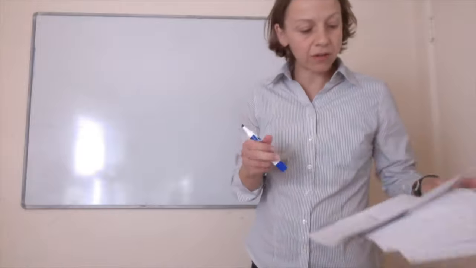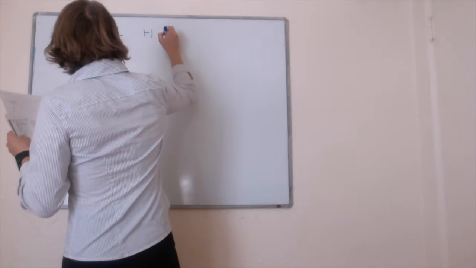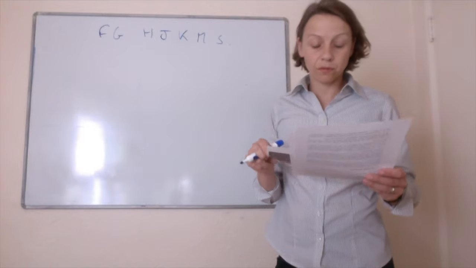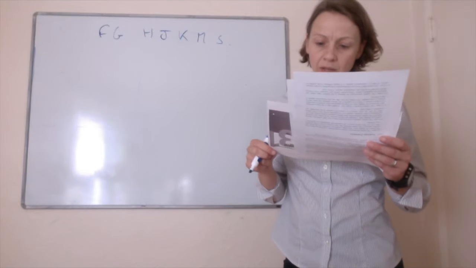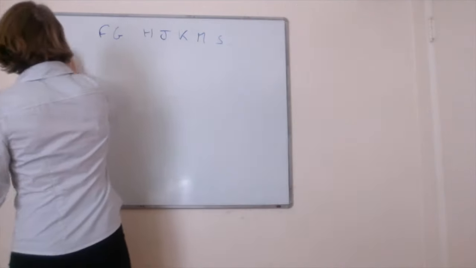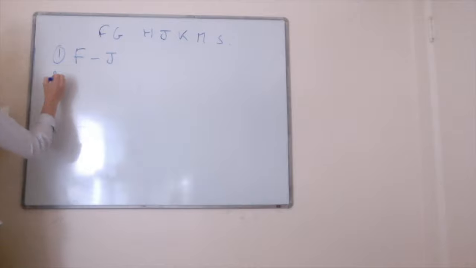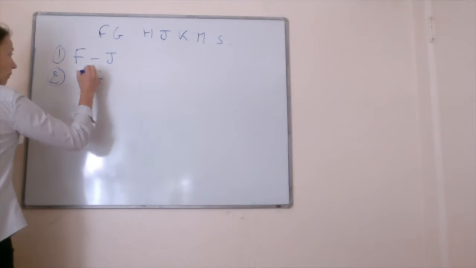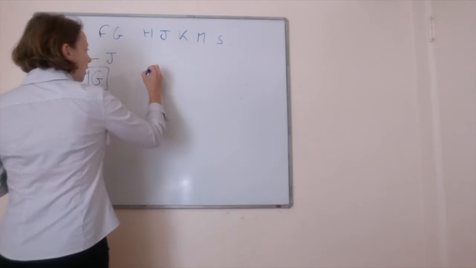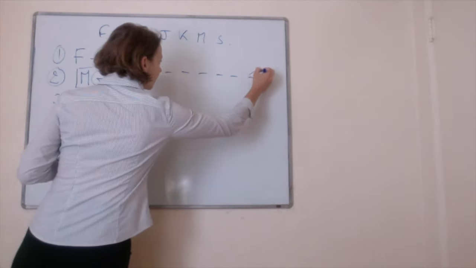We have 7 toy tracks: F, G, H, J, K, M, and S that are in 7 assembly lines from 1 to 7. Here are the following conditions. Rule 1 is that F is always before J. Rule 2 is that M and G are together in this order. Rule 3 is that H is either in 1 or it is in the 7th spot.